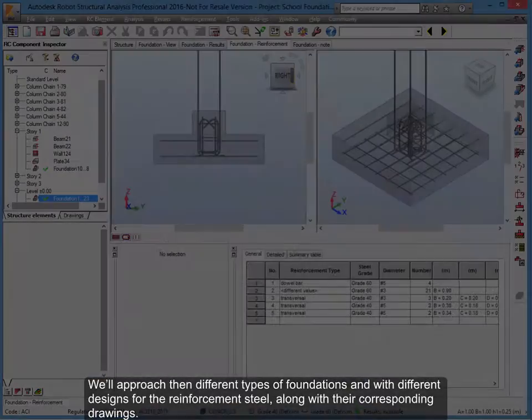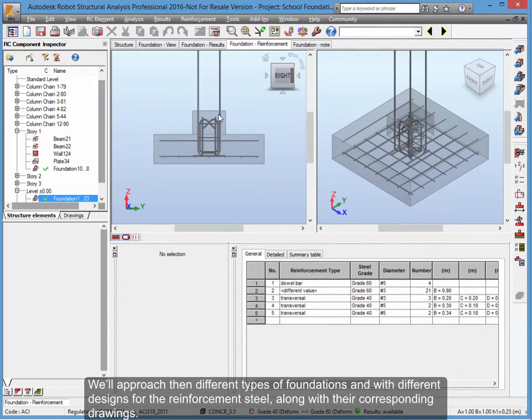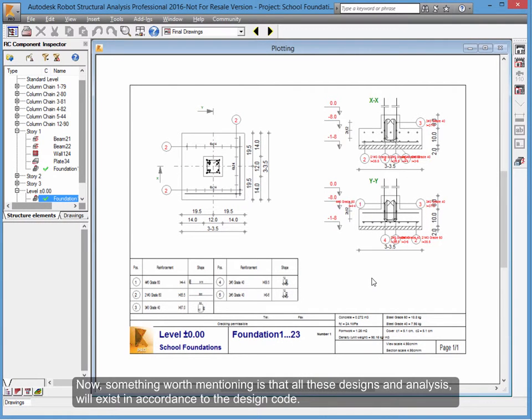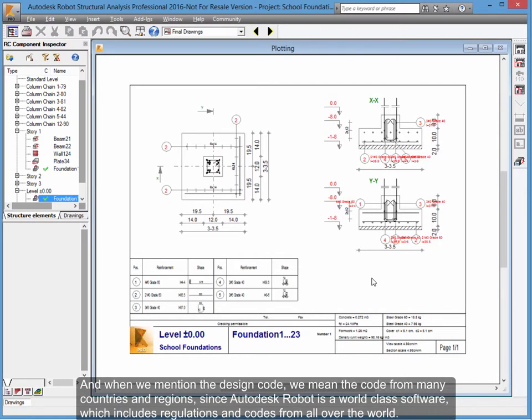We'll approach then different types of foundations, and with different designs for the reinforcement steel, along with their corresponding drawings. Now, something worth mentioning is that all these designs and analysis will exist in accordance to the design code. And when we mention the design code, we mean the code from many countries and regions, since Autodesk Robot is a world-class software, which includes regulations and codes from all over the world.